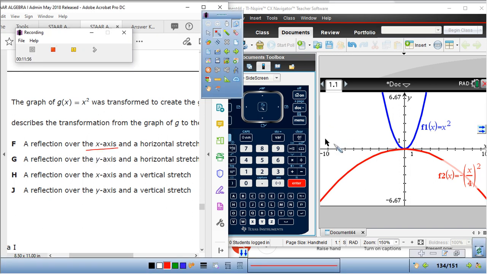Reflected over the x-axis. This is the x-axis. You see it went up, now it's going down. Cha-ching, I like that. Over the y-axis, no. Reflected over the x-axis, yes.